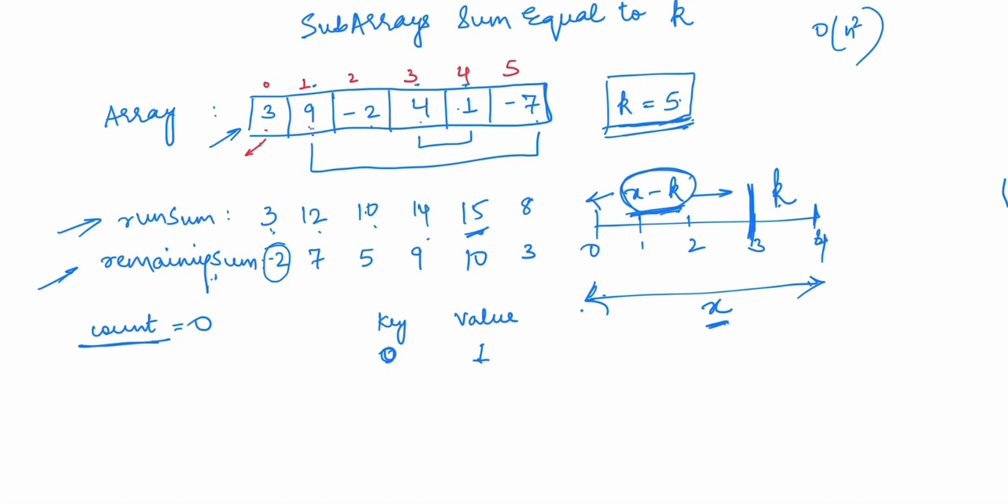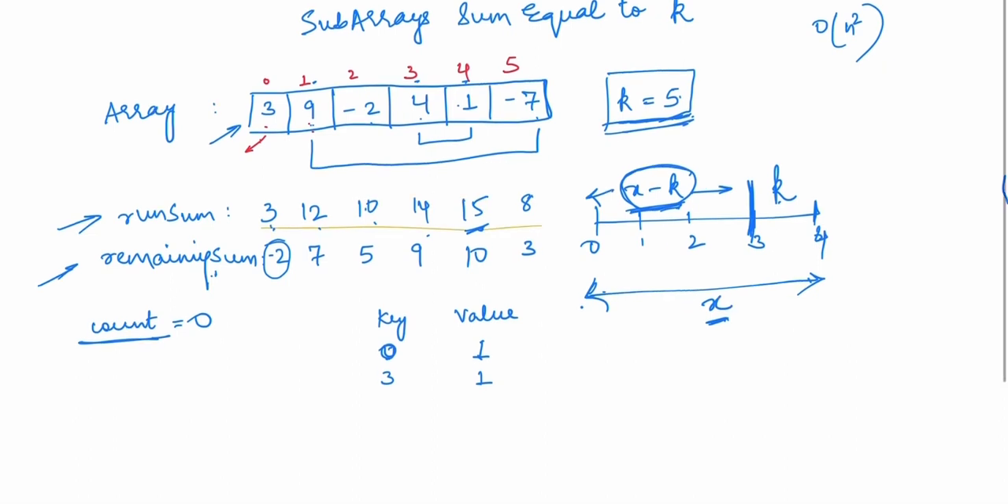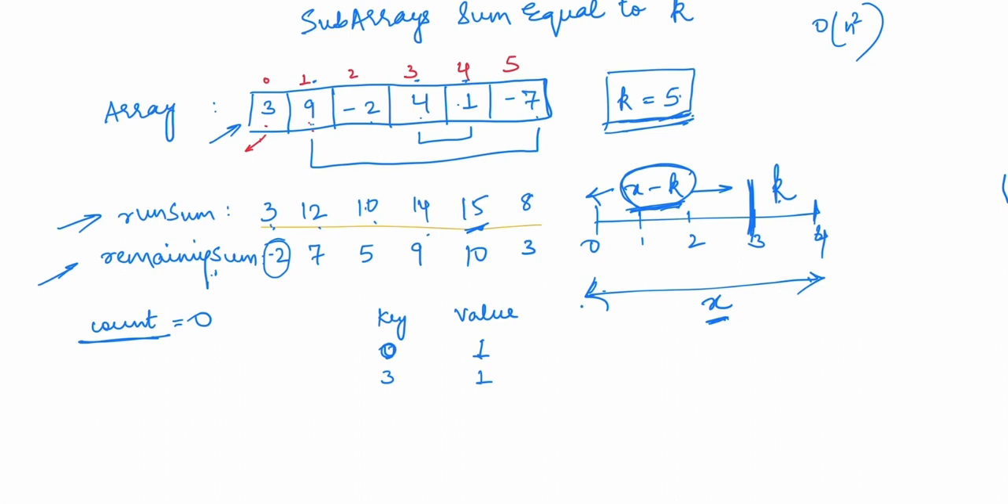Now let's start with this example only. So you have encountered 3. Does 3 exist? No, it does not. So I'm going to insert it. At the same point, does -2 exist? No. At index number 1, the running sum is 12 and the remaining sum is 7. I'll first check the remaining sum. Does it exist? No. Then I'll check for the running sum, 12. Does it exist? No. I'll insert a new entry.